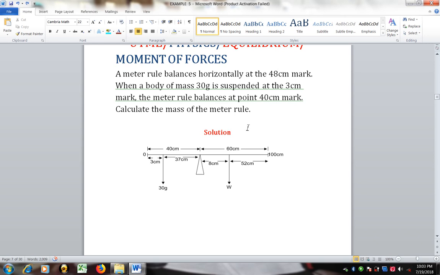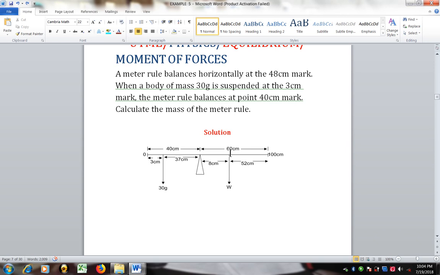So this is the center of gravity of the meter rule, right? So that means its entire weight appears to act at the 48 centimeter mark when it is freely suspended on a knife edge. From 0 mark to where we have the weight W here is 48 centimeter mark.